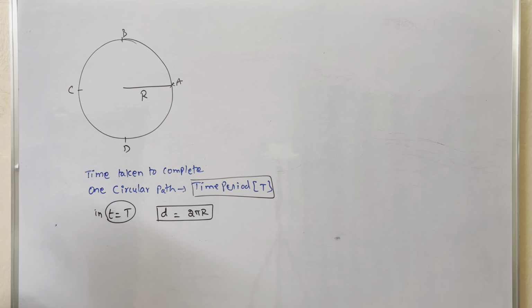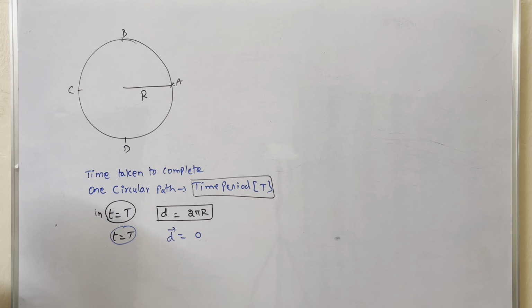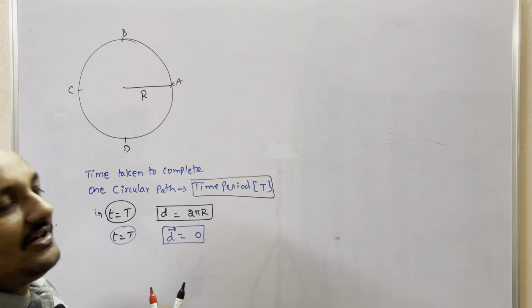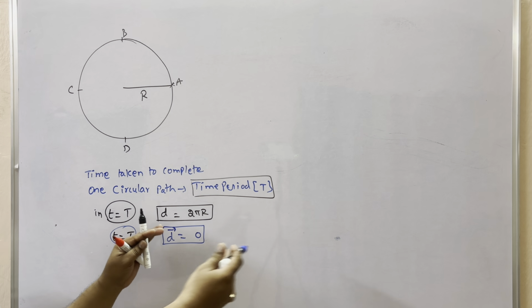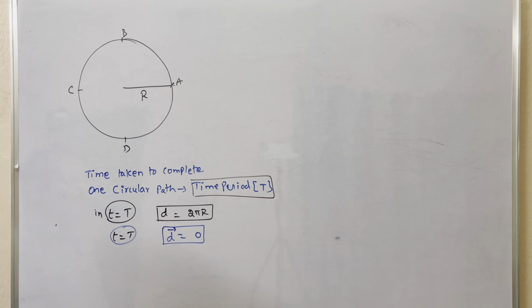Already we came to know. Now, what is the displacement in the same time period time? Displacement is going to become 0. Understood? Because of the bar, it is displacement, a vector quantity. If the bar is not there, that is distance, a scalar quantity. So the distance in time period time, in which it completes one circular path, is 2 pi r. If you remember this, next you can get speed and velocity, because speed and velocity depend on distance and displacement.